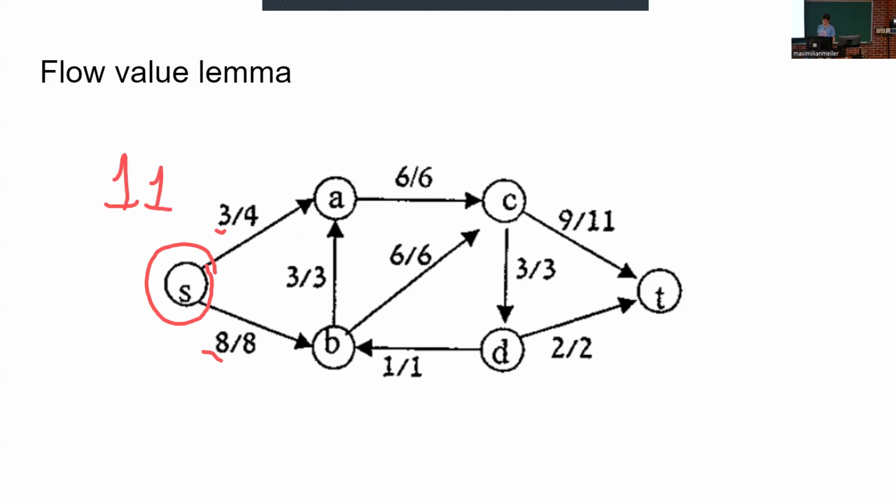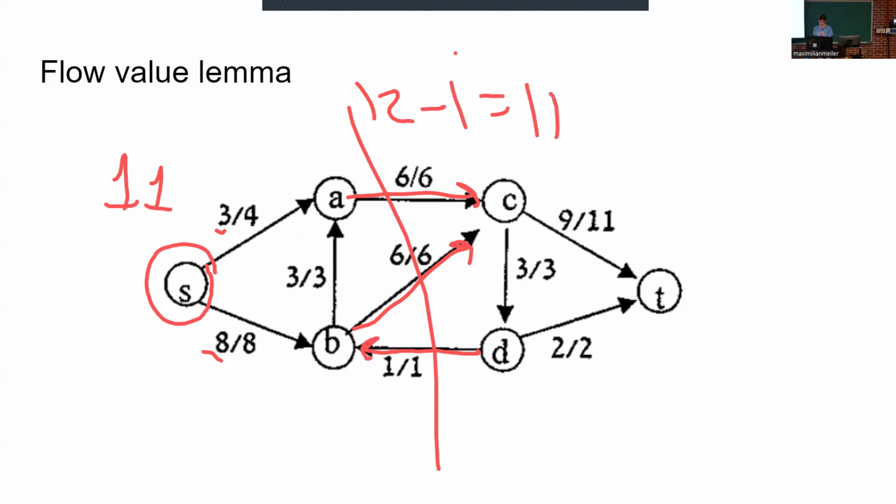Now the flow value lemma states that no matter what cut you take, the net flow along that cut will also represent the max flow. So here we have 6 going in this direction, 6 going in this direction, for a total of 12. And then we have 1 going in the other direction, a -1, which gives us the same max flow value. So that will always be the flow of the graph.